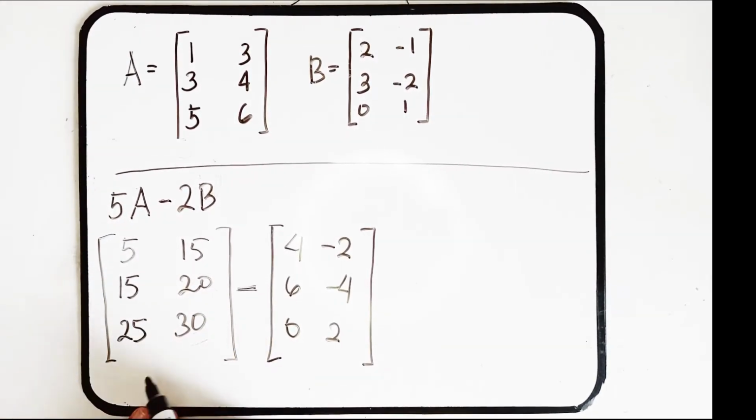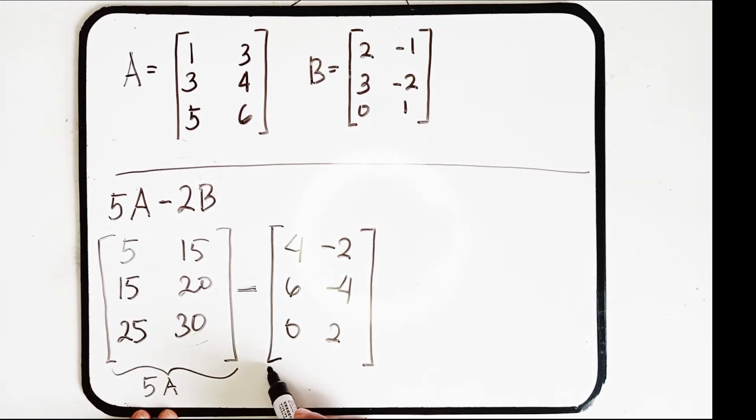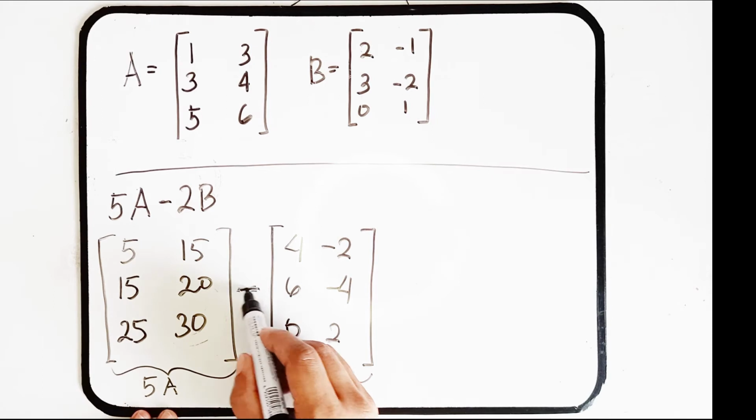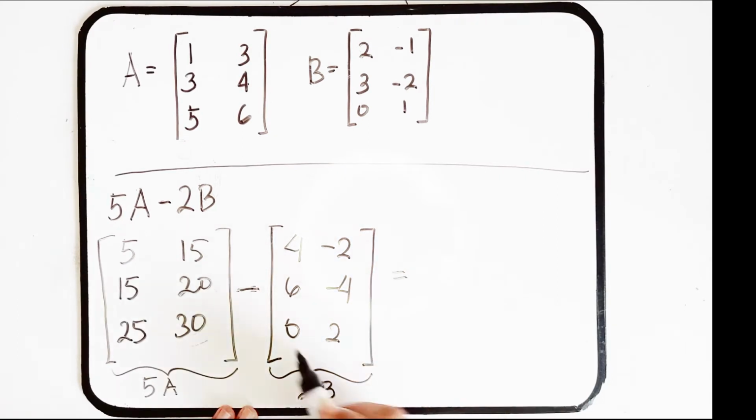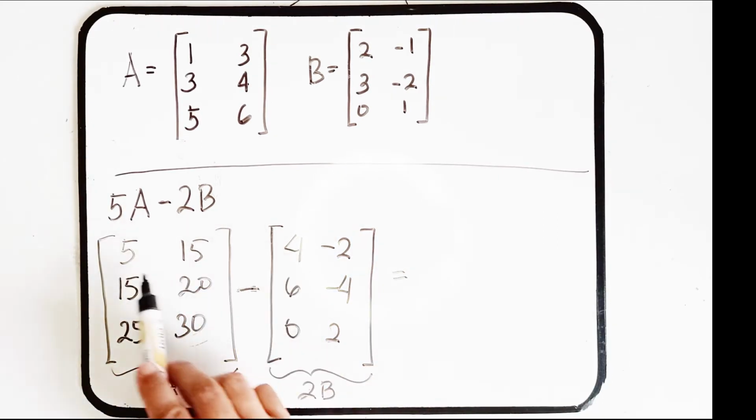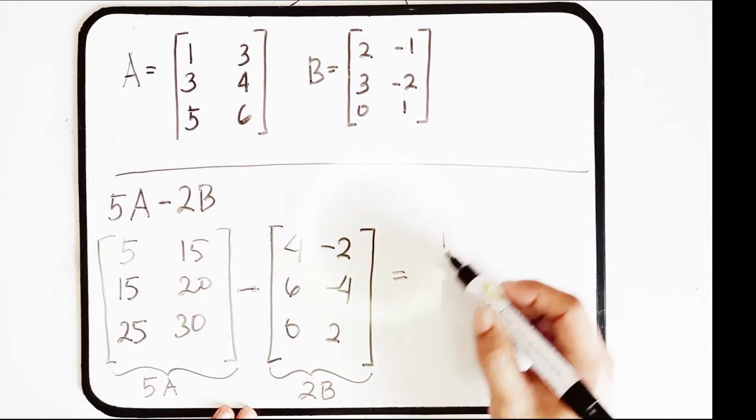Okay, so this is now our 5A, and this is our 2B. So we will now perform subtraction. We will now do a subtraction of 5A and 2B. So to do this, 5 minus 4, this is 1.